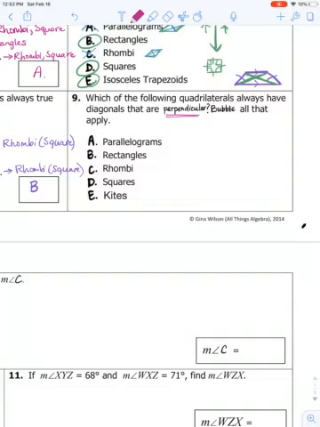Okay, so let's go through those. Parallelograms do not have perpendicular diagonals. Okay, so no. Rectangles, no. Remember, they have congruent diagonals. Here, I'll make little notes here. Parallelograms have bisecting diagonals. Rectangles have congruent diagonals. Rhombi have perpendicular diagonals.